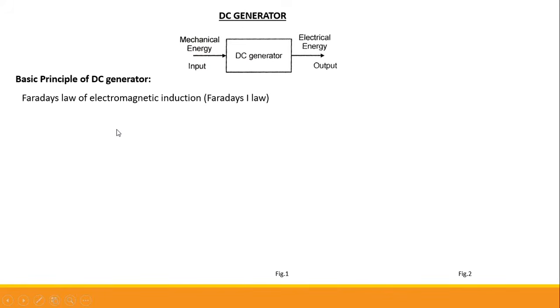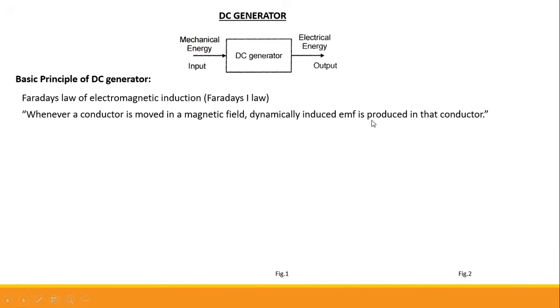Let us know basic principle of DC generator. Faraday's law of electromagnetic induction, that is first law, it is the basic principle of DC generator. Whenever a conductor is moved in a magnetic field, dynamically induced EMF is produced in that conductor. As the conductor is moved, the induced EMF is called dynamically induced EMF.